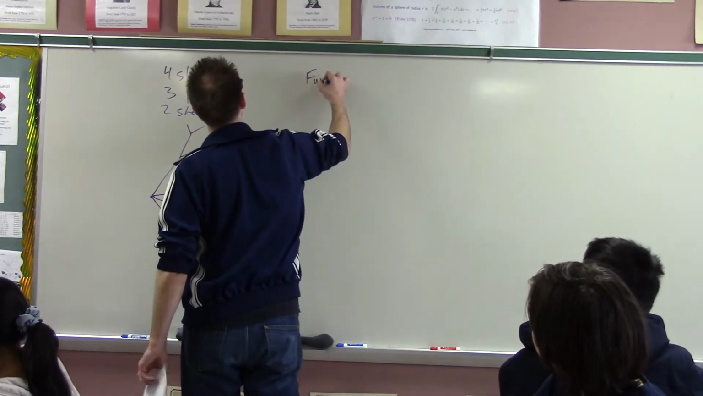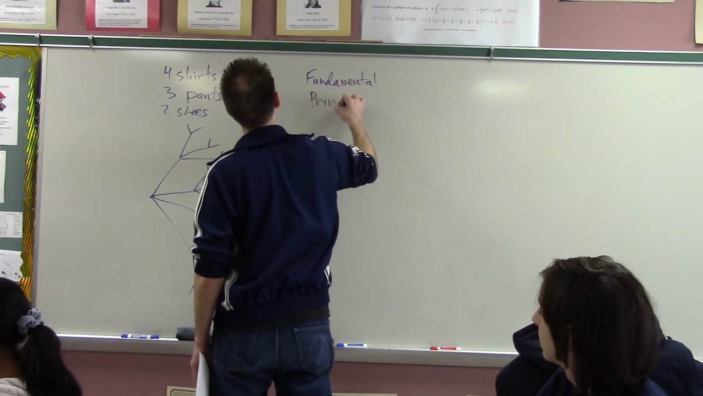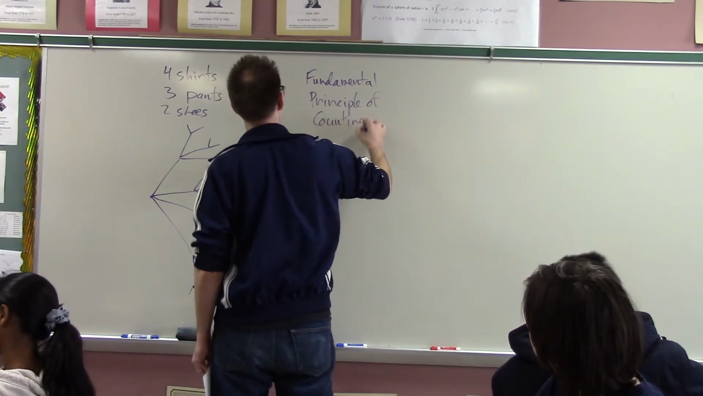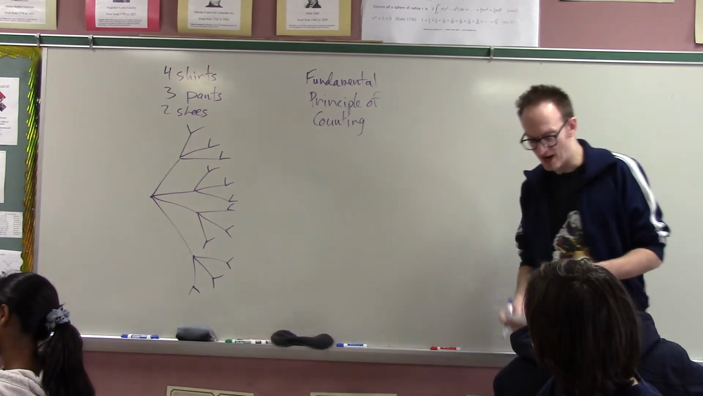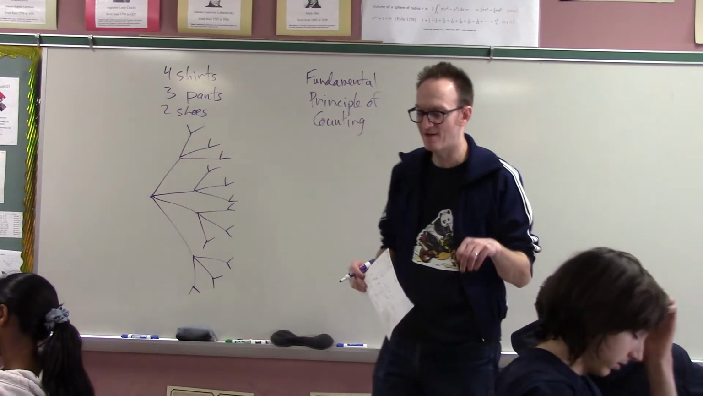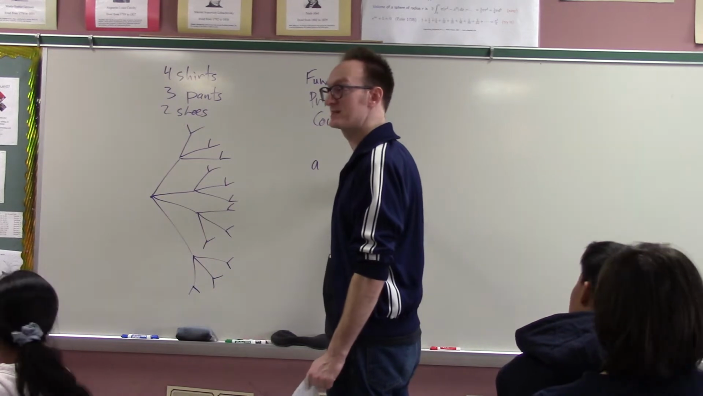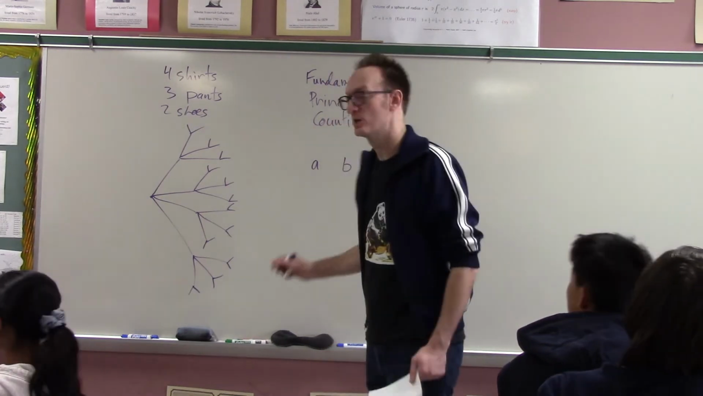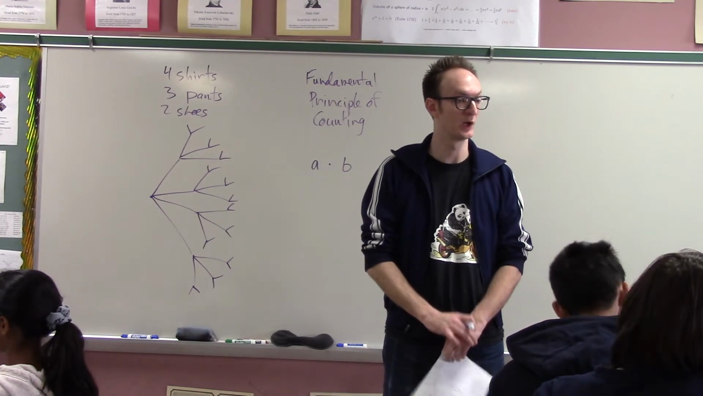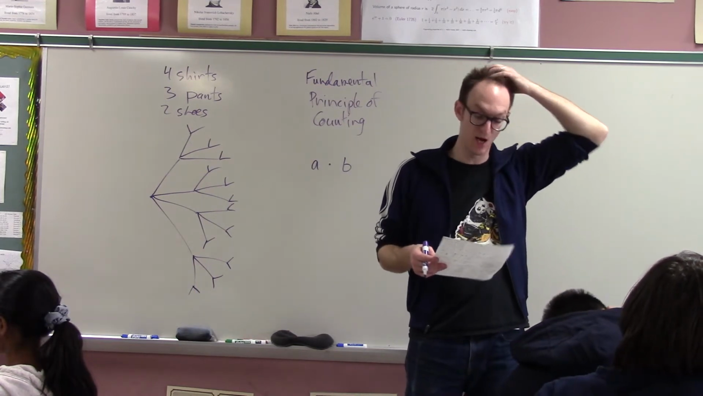Some people call this the fundamental principle of counting, or the multiplicative principle. Basically what it says is: if you have independent decisions to make, and you have A ways of doing thing 1, and B ways of doing thing 2, then you have A times B ways of doing both of them. Cool? Okay. This principle is applied intuitively all the time.